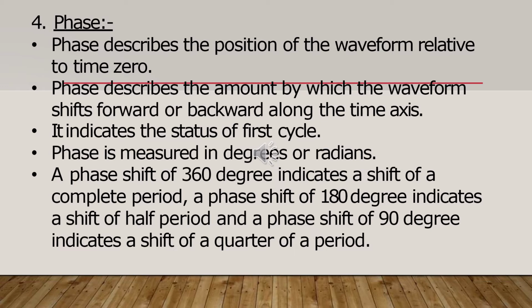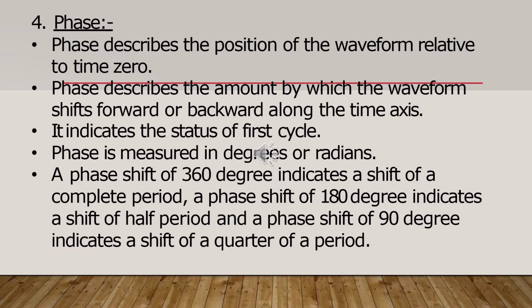A phase shift of 360 degrees indicates a shift of a complete period. A phase shift of 180 degrees indicates a shift of half a period, and a phase shift of 90 degrees indicates a shift of a quarter period, right? Generally, phase represents the alignment or the position of the waveform relative to time zero. It means once it moves to zero, post that it will carry forward from zero to whatever position is required.